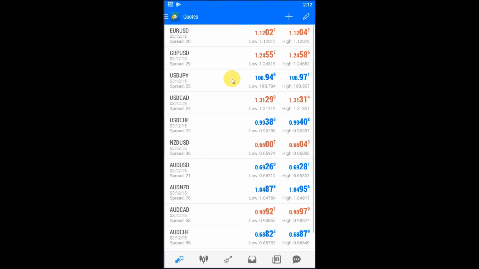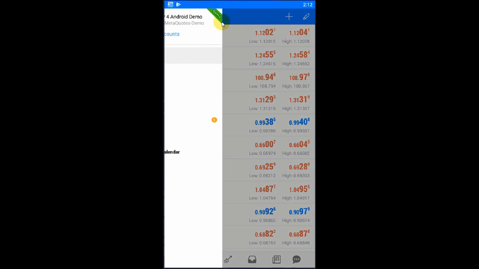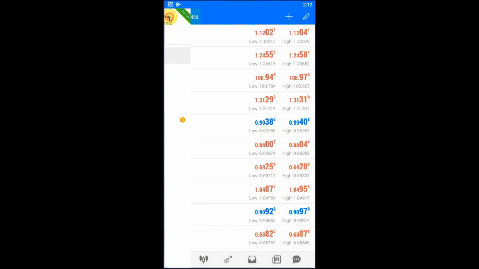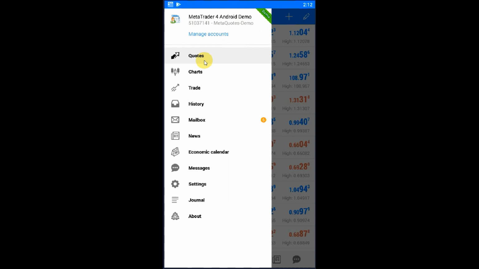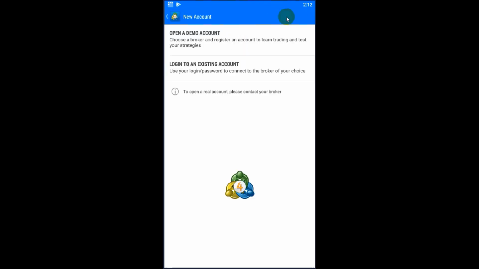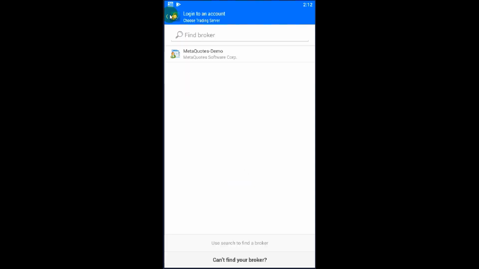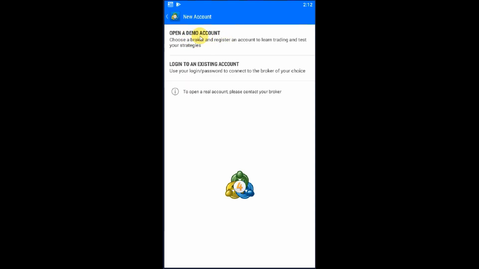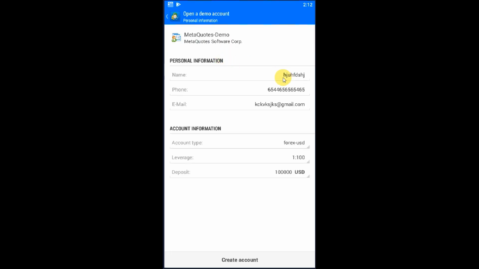So yes, this is how we use Metatrader 4. Then if you want to link an account, you just slide it to the right here, or click the 3 lines there, that's for menu. Then you're able to see quotes, charts, trade history, mailbox, and so on. So if you want to link an account, just come here on manage accounts, then click the plus, log into an existing account, then search for a broker, and so on. And if you want to open a demo account, just click open a demo account, then select that, then fill in your information and click create account. That's how easy it is to open a demo account.